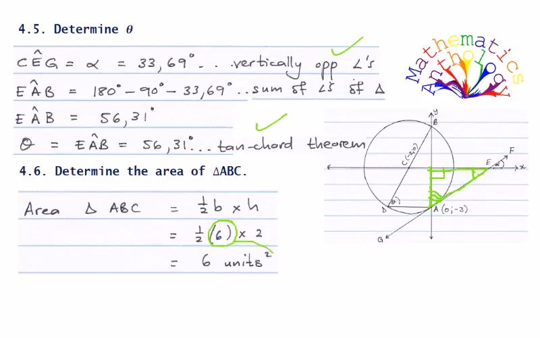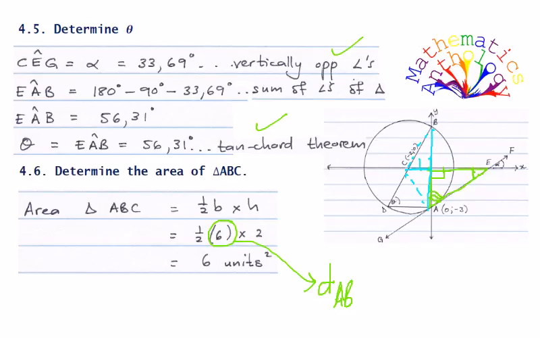Okay, so EAB now. EAB is equal to 180 minus 90 degrees minus 33.69 degrees. That's sum of angles of a triangle, that green triangle that I have drawn there. So we worked out angle A inside the green triangle is now 56.31 degrees.